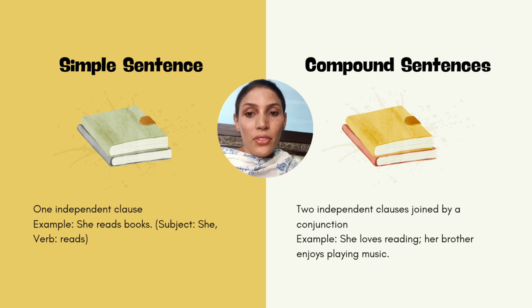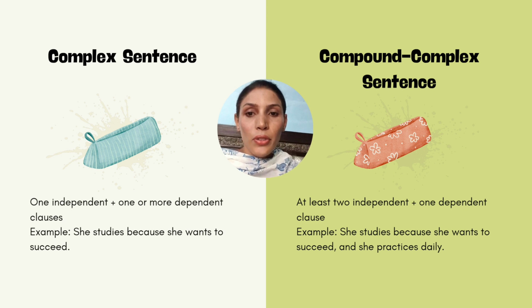A simple sentence has one independent clause, like "she reads books": the subject is she, the verb is reads. A compound sentence has two independent clauses joined by a conjunction. For example, "she loves reading, her brother enjoys playing music." So let's discuss the difference between complex and compound-complex. A complex sentence has one independent and one or more dependent clauses. For example, "she studies because she wants to succeed." A compound-complex sentence has at least two independent clauses and one dependent clause. For example, "she studies because she wants to succeed and she practices daily."